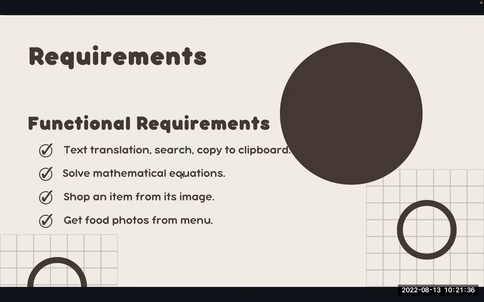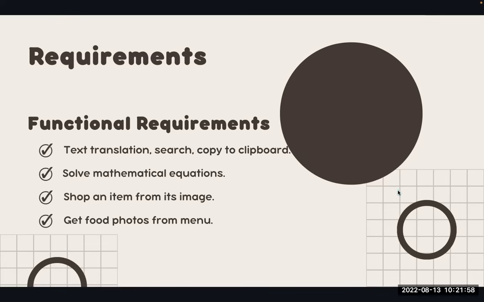And the last thing is food photos from a menu. So if you are going to a restaurant of Italian cuisine and you see lasagna and you have no clue what that is, or you have no clue what crostini is, you just scan that word and Google will show you food photos so that you know what you are going to order, right? So these are the functional requirements.